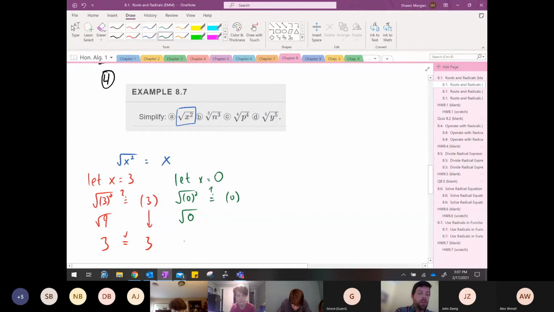Well, if you didn't know, square root of 0 is just 0, okay? Which means, hey, that works out pretty well. We got 0 on the left, 0 on the right.